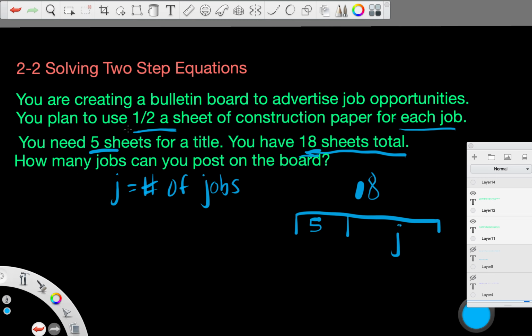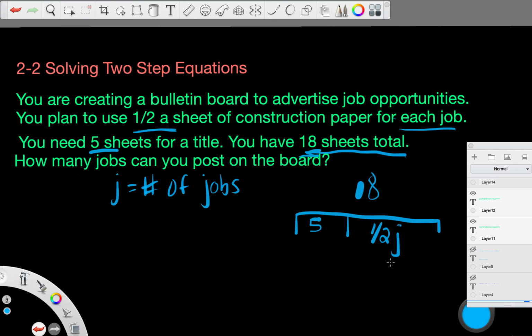This line right up here says that you plan to use half a sheet of construction paper for each job. So that means if I'm posting one job, I'm using half a sheet of construction paper. If I'm using 2 jobs, I'm only using 1 sheet. If I'm posting 4 jobs, I'm only using half of that, I'm using 2 sheets of construction paper. So the sheets of construction paper is going to be half of however many jobs we're posting.